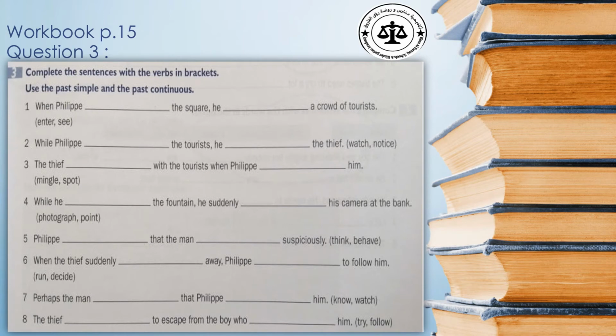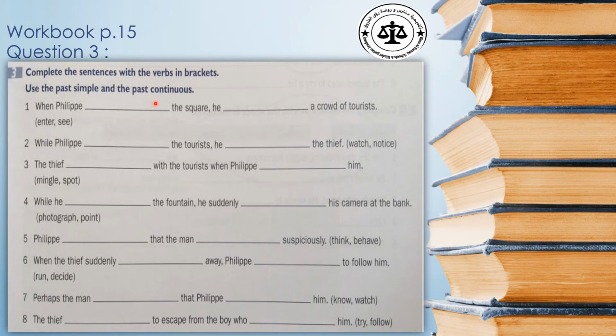Now the last question. Complete the sentences with the verbs in brackets. Use the past simple and the past continuous. Did you remember the key words that we use in past continuous? Excellent. They are when and while. After when, we have to use verb past, and after while, we have to use verb ing.